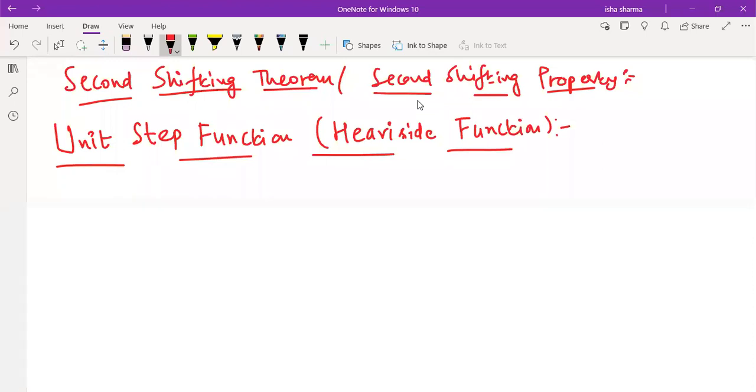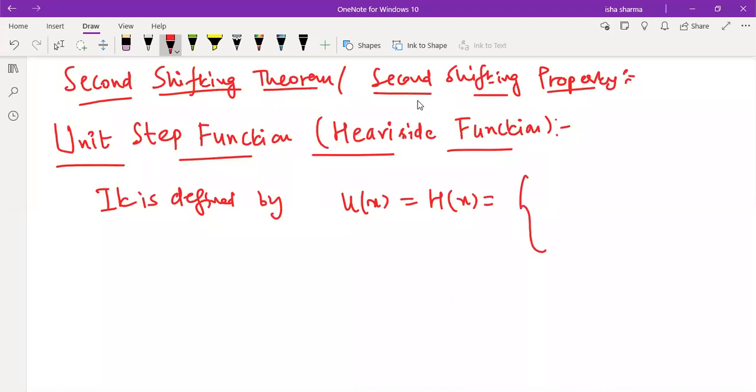Let me give you the definition of this function, because when you understand this function, it will be used in understanding the second shifting theorem. This function is defined by ux as the notation. Some books and authors use the notation hx, but we will more conveniently use ux for the unit step function. It is a piecewise continuous function whose domain is all real numbers. For negative numbers the value is 0, and for positive numbers the value is 1, and exactly at 0 the value is 1.